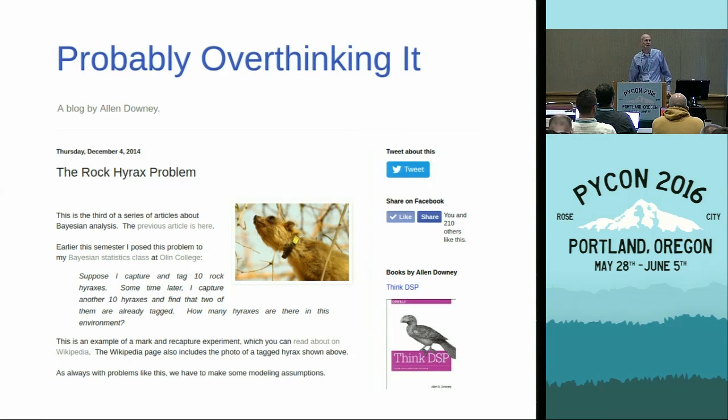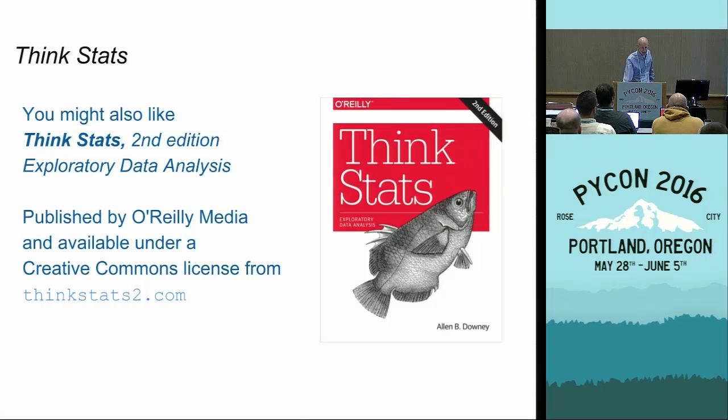I also have a blog that's called Probably Overthinking It, where I do a lot of Bayesian methods like this, including one of my favorites, which is the rock hyrax problem. This is a generalization of the German tank problem. So you might find that interesting. Think Stats is a book about more classical data analysis and statistical methods, if you're interested.